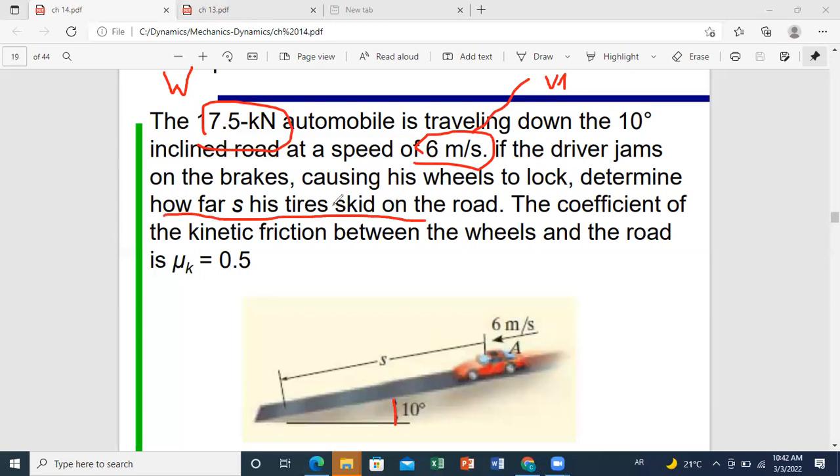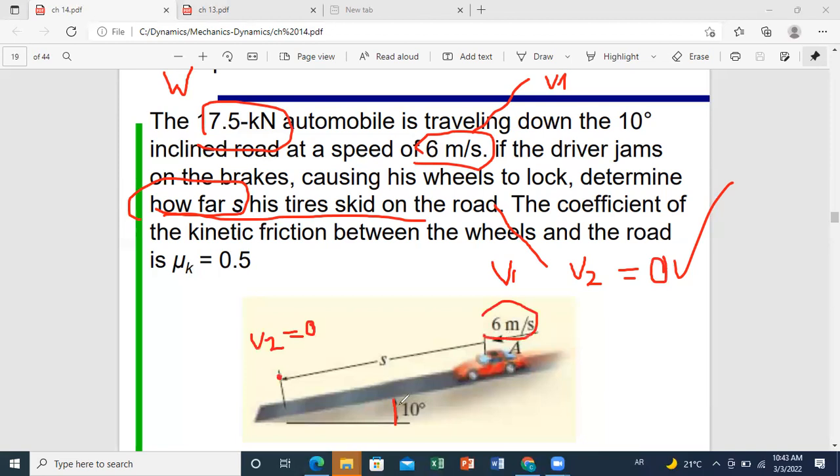So when they say determine how far the tires will skid on the road, I need to determine the final state. I know that my car will stop under the effect of the braking. So V2 is 0. Now, what is my unknown? My unknown is the distance traveled. So whenever you want to relate displacement to velocity, think about work and energy. Because V1 is known, V2 is 0, but the only unknown is the displacement. So this is a typical problem where I can use work and energy.